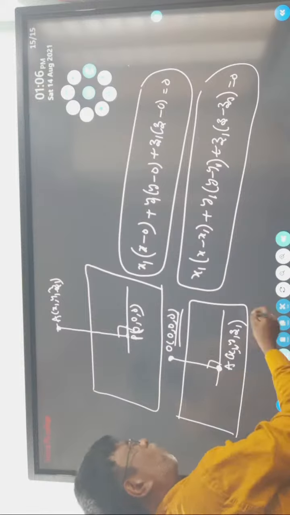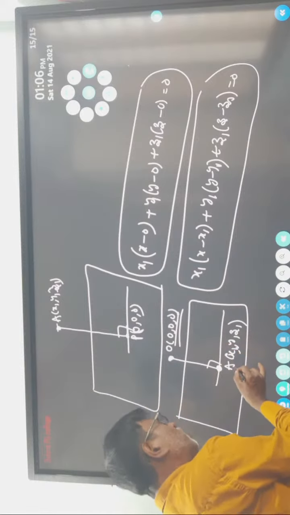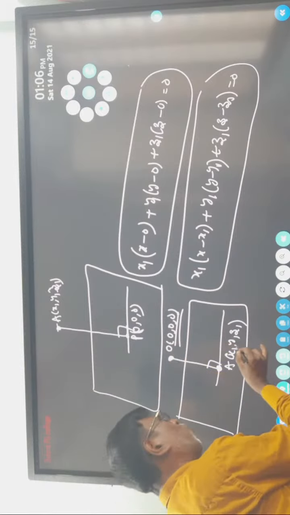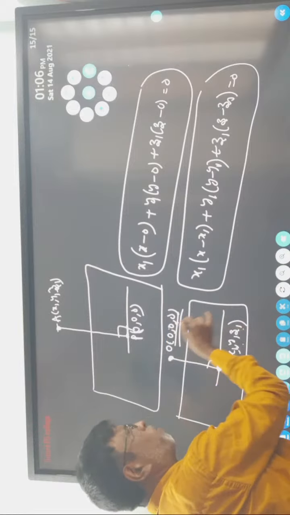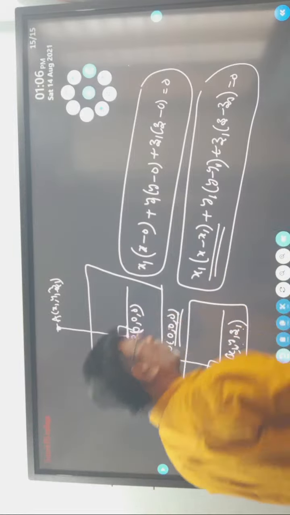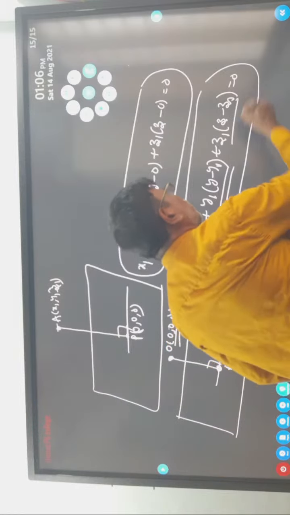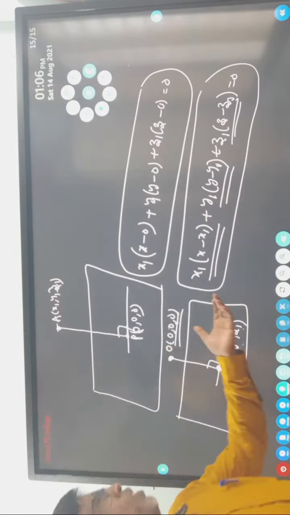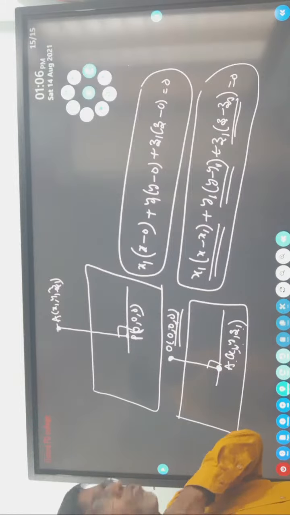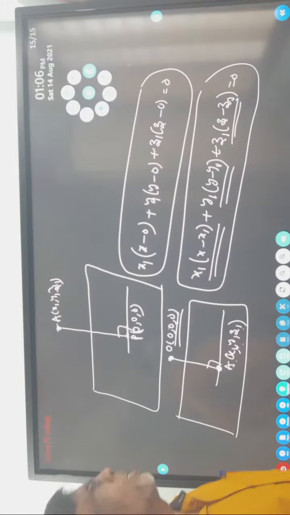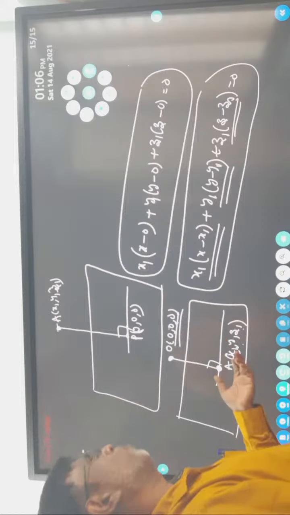Then the equation of the plane is, so what are the DRs of the normal? x1 minus 0, y1 minus 0, z1 minus 0. The formula is x1(x - x1) + y1(y - y1) + z1(z - z1) = 0. This is a very important formula. Now let me explain some problems based on this, and we can easily find them.